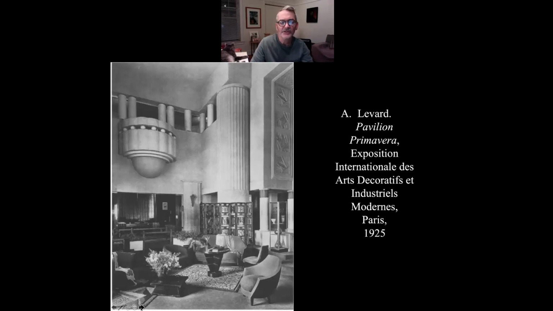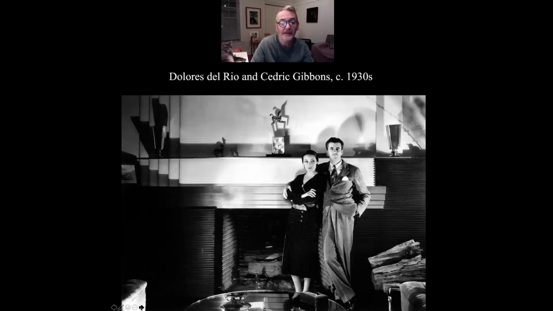You can see what looks like reeded columns, which is Egyptian, and there definitely were traditional elements, like 18th century French furniture. There were Egyptian themes in Art Deco, and also what are referred to as ethnographic.